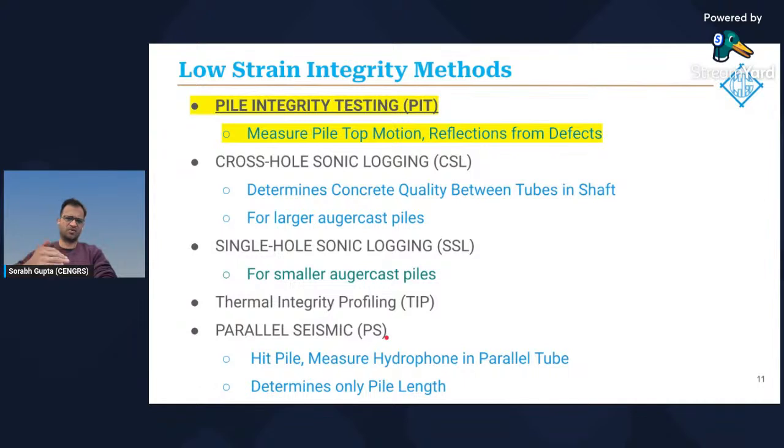Parallel seismic is a related NDT method where you can figure out the depth of unknown pile foundations. But today, I think for our discussion, we are going to deep dive only in the simplest, the pile integrity testing, and also I think arguably one of the more popular integrity methods available in India right now.